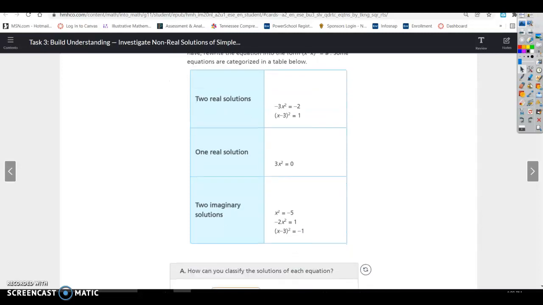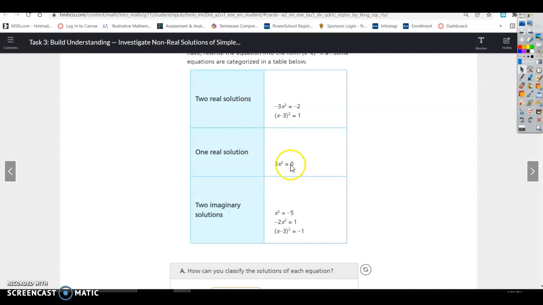All right, so if you have two real solutions, this number has to equal a positive number. As you can see, there's a negative 3 here and a negative 2 here. So before you take the square root, you would have to divide both sides by negative 3. Negative 2 divided by negative 3 gives you a positive 2/3. This one's already positive 1, so when you take the square root of those, you would get two real solutions. All right, 0 divided by anything is 0.